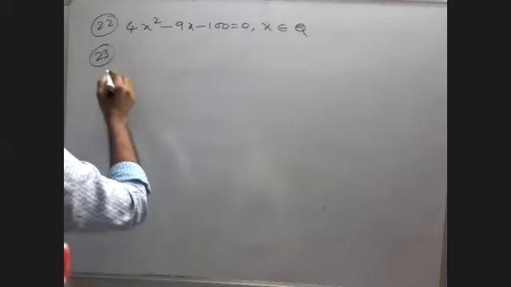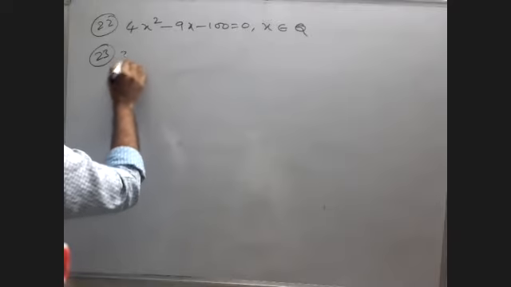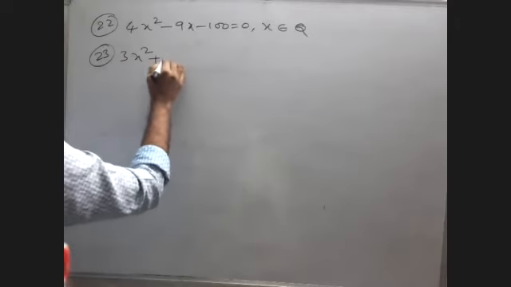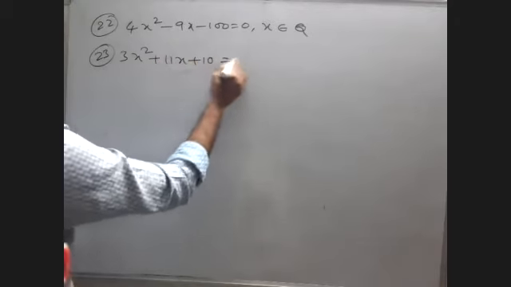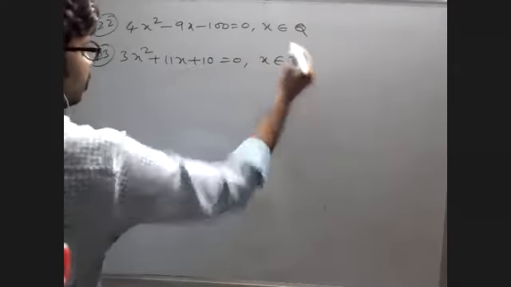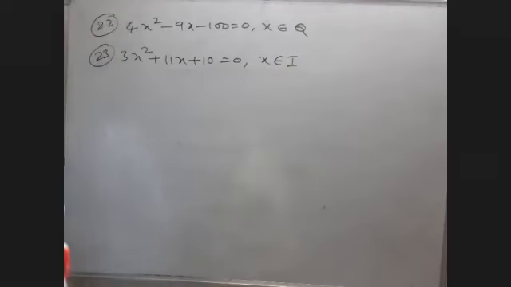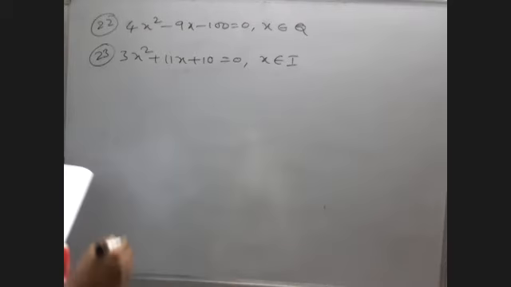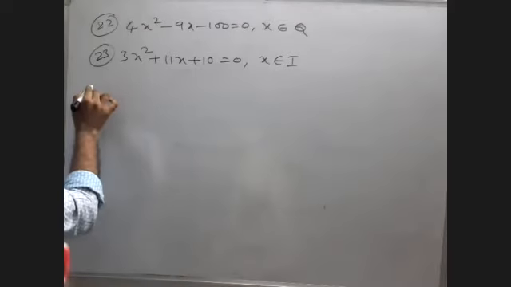Question number 23, I am writing: 3x square plus 11x plus 10 equal to 0, where x belongs to integers, I. Can you solve that? Yes, sir, I can. Yes. 24.